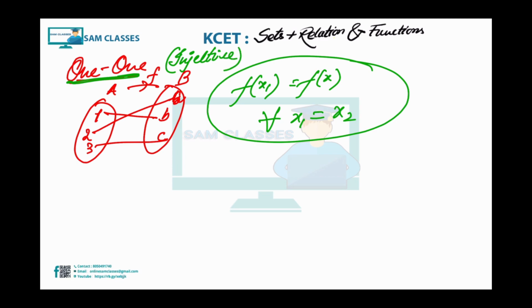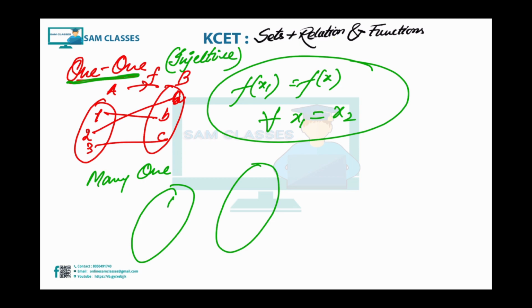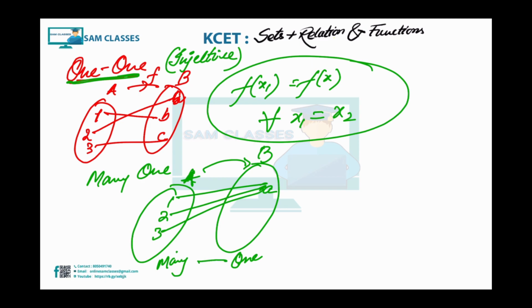Now, what about many-one, the opposite of this? What do you mean by many-one, student? More than one value of A is related to a value of B. So say 1, 2, 3 are all related to a single element. This is many-one. Many means more than one, and one here is the value it is related to. So many values of set A are related to one value of set B. Very simple, by the name only.